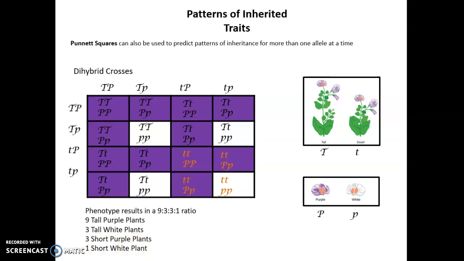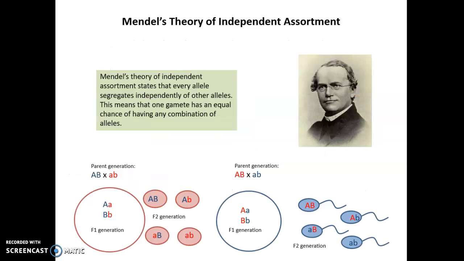And he did these dihybrid crosses with a whole bunch of different combinations of the different characteristics we talked about in the previous video for these pea plants. And every time he came up with the same results. So that led to his next theory, which is Mendel's theory of independent assortment. And that's going to look at how different traits will separate or segregate into different gametes.